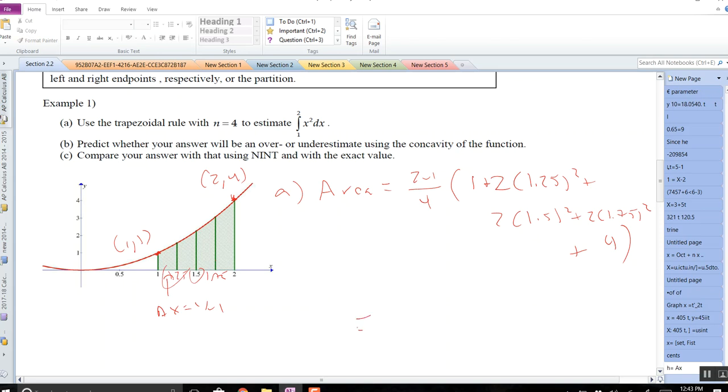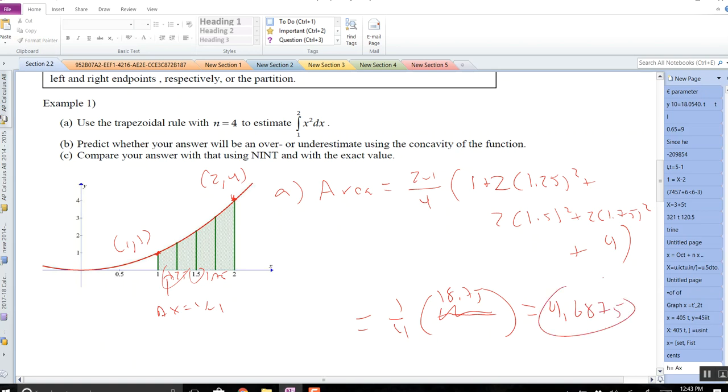If you work all that out, it's a wacky situation, so I'll grab my calculator. You may want to do the same to make sure you get the same thing. 1.25 squared times 2, plus 1.5 squared times 2, plus 1.75 squared times 2, and then plus 5. I think this inside part is 18.75. Divide by 4, and you get 4.6875.